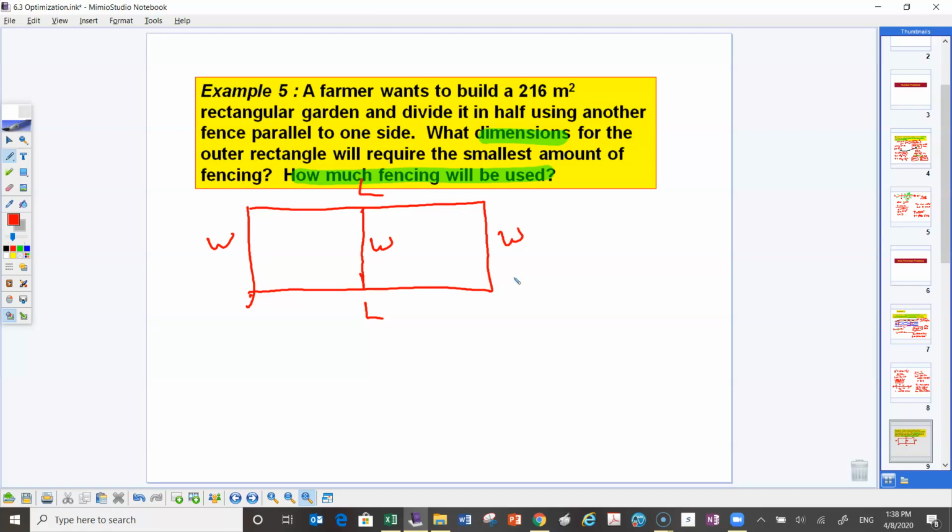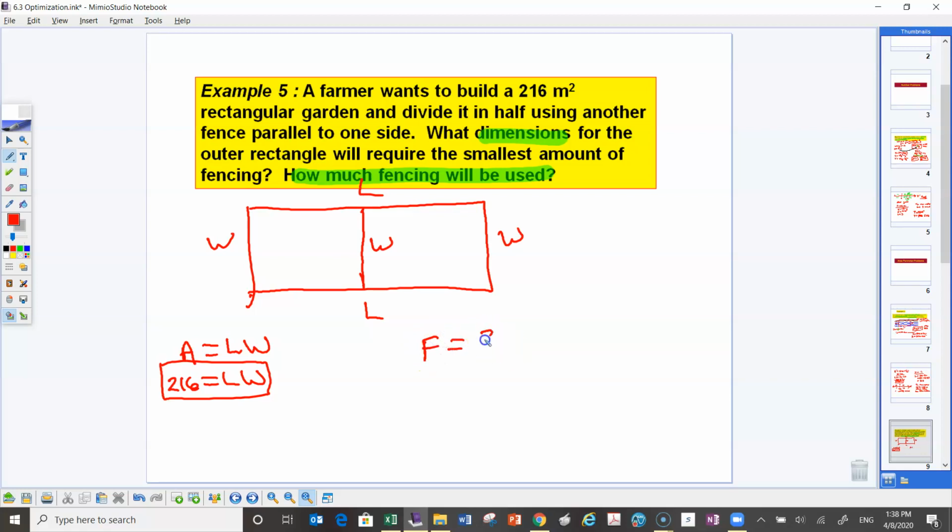And we know the area of this garden is 216. So to figure out the area is simply length times width, and I know the area is 216. So there's my first formula. Now, we want to know the dimensions that will require the least amount of fencing. So I want to find really the perimeter, or add up all the sides of this fence.